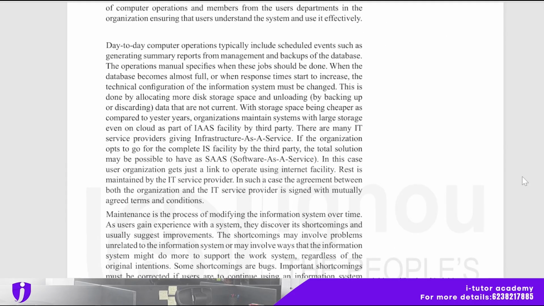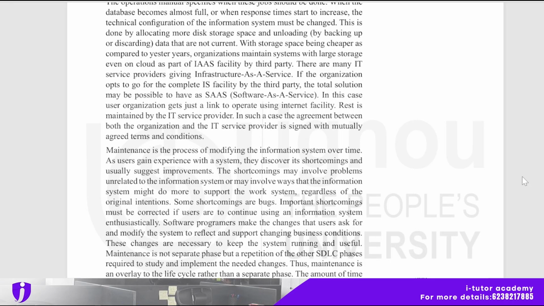And maintenance is the process of modifying the information system over time. That is maintenance. As users gain experience with the system, they discover its shortcomings and usually suggest improvements. The shortcomings may involve problems unrelated to the information system or may involve ways that the information system might do more to support the work system.